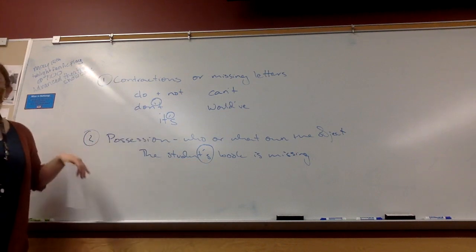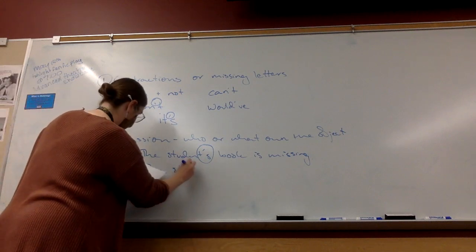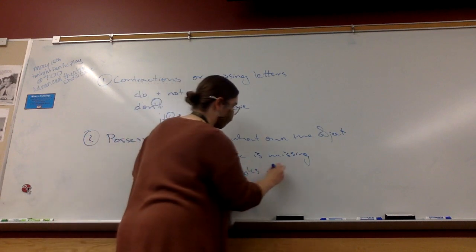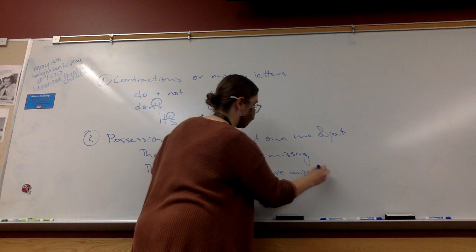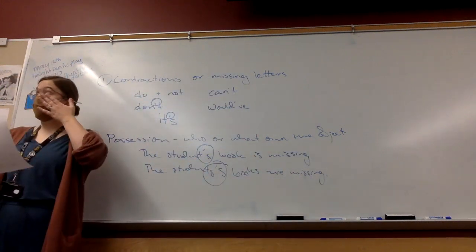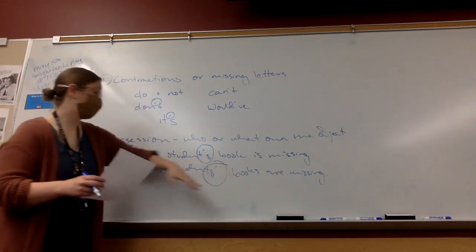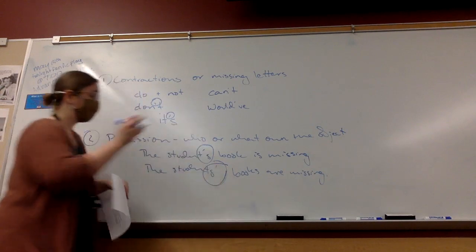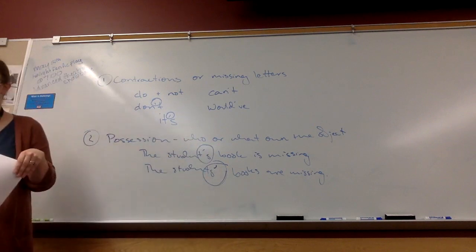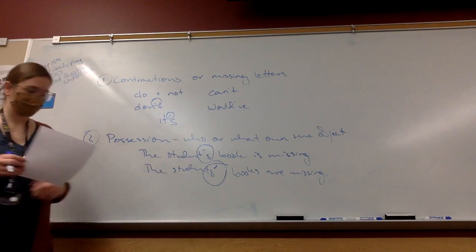If there are multiple people who own something, in MLA, we put apostrophe S like that. The students' books are missing. Why are you all losing your books? So there's two ways to do it, sorry, I got messed up. Ignore me. If it is multiple students, you do an apostrophe after the S. So one student owns a book, multiple students own the books, like that.